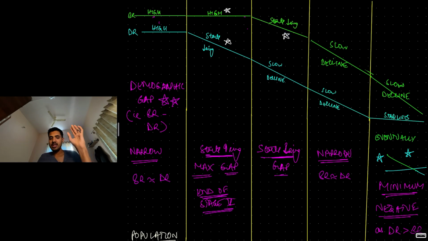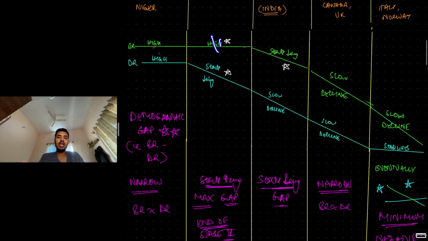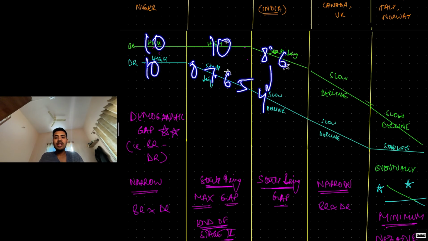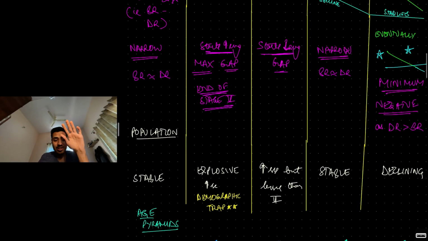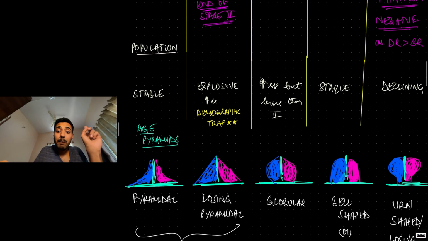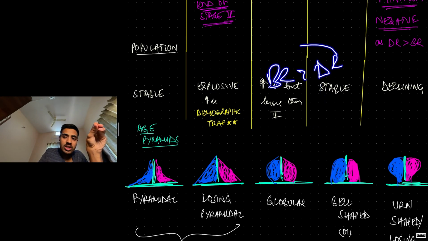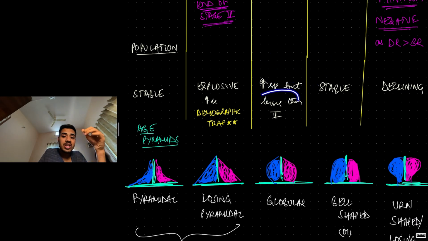See, let's assume here the birth rate was 10, death rate was 10. Here birth rate remained 10, death rate became 8, 7, 6, 5, 4, and then suddenly birth rate became 8, 6. So this gap goes on reducing. So the demographic gap also starts decreasing in stage 3, but population is still increasing. Birth rate is still more than death rate, but because the demographic gap is lesser, the rate of population growth is much lesser than in stage 2.